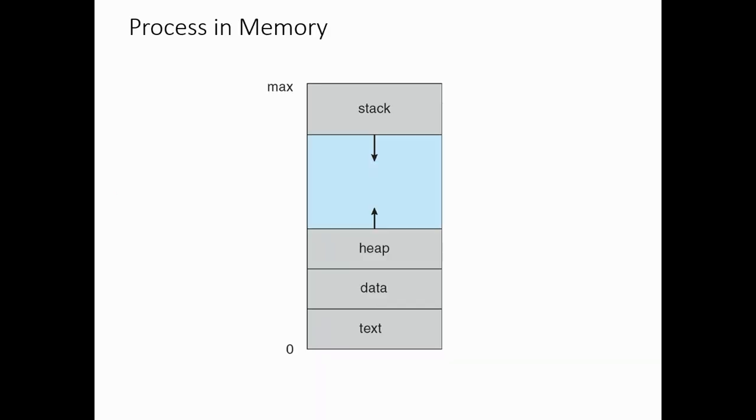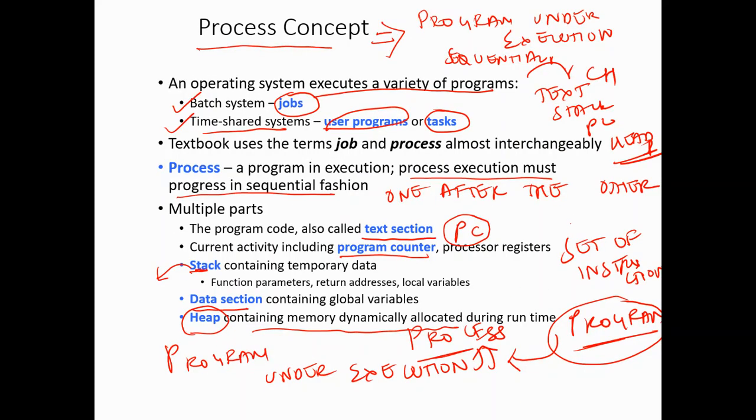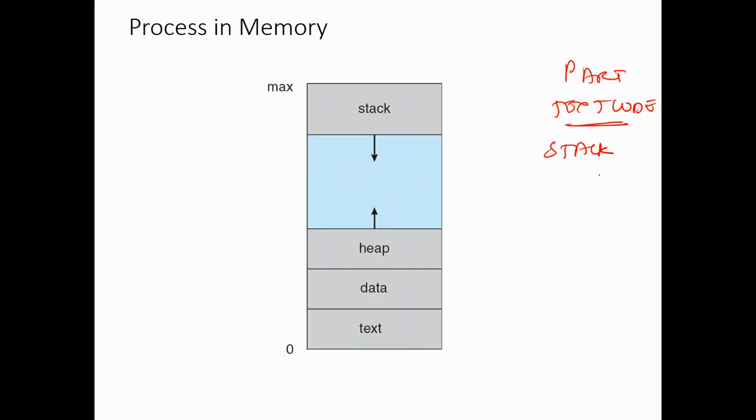Okay, right. So this is the process in memory, guys. Let's see what parts we talked about. The text section, which contains the code, and the stack, which contains the function parameters. We also talked about return addresses and local variables, and the data part, which contains the global variables.